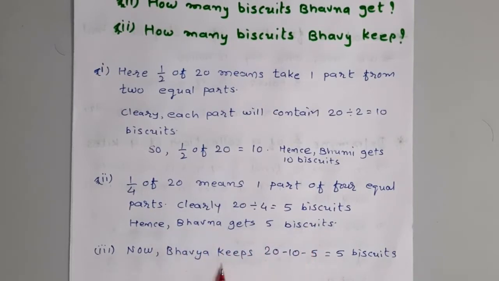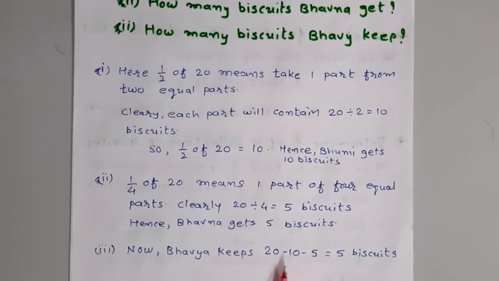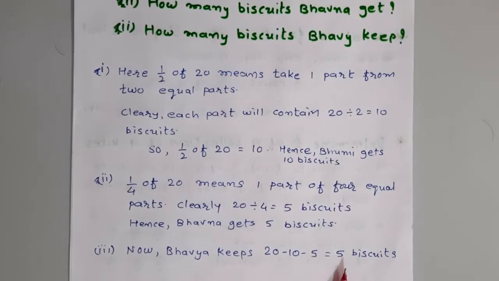Now Bhavya keeps the 20 total biscuits minus 10 which were given to Bhumi and 5 which were given to Bhavna. So 20 minus 15 is equal to 5 biscuits. So Bhavya keeps 5 biscuits at the end.